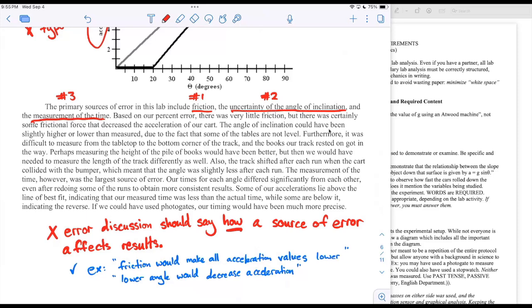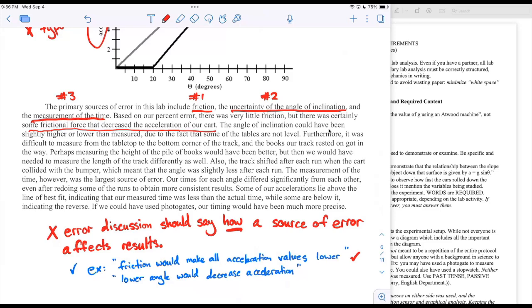He does this for some of the things. For example, when talking about friction, he says there was certainly some frictional force that decreased the acceleration of our cart. Okay, so he has said friction would decrease the acceleration of the cart. Yes, he has correctly identified the effect of that source of error on the results. However, he does not do this for either of the other two errors.